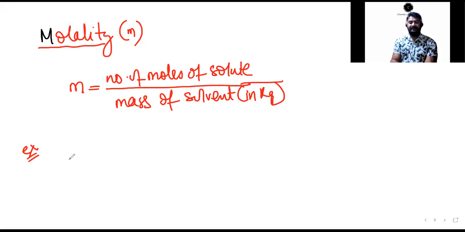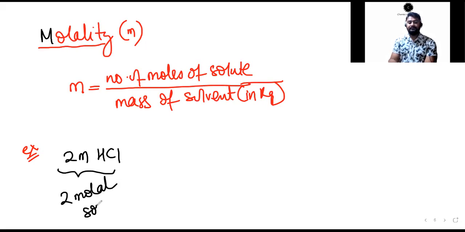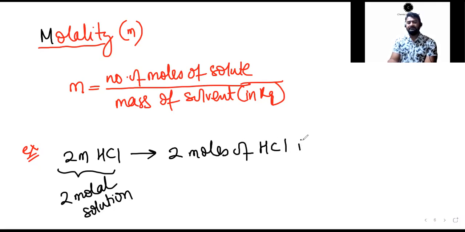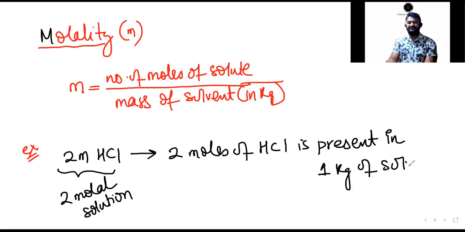Again, time to decode something. Suppose someone says I have 2 molar HCl, sorry, 2 molal. You have to read it differently. How do we read it? 2 molal solution. It means that 2 moles of HCl is present in 1 kg of solvent. In this case, it could be water. So 1 kg of water. That's how we can understand molality.